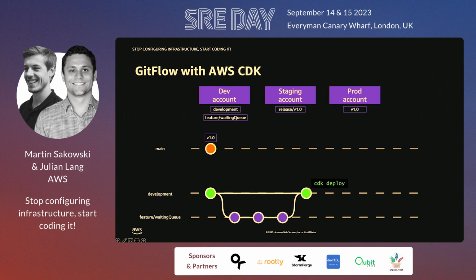We do a few more changes. Now we're finally happy, right? Waiting queue feature is done. We merge that back to our main branch and do a deployment to our dev account, right? So now dev, the 2 environments are in the same state again.